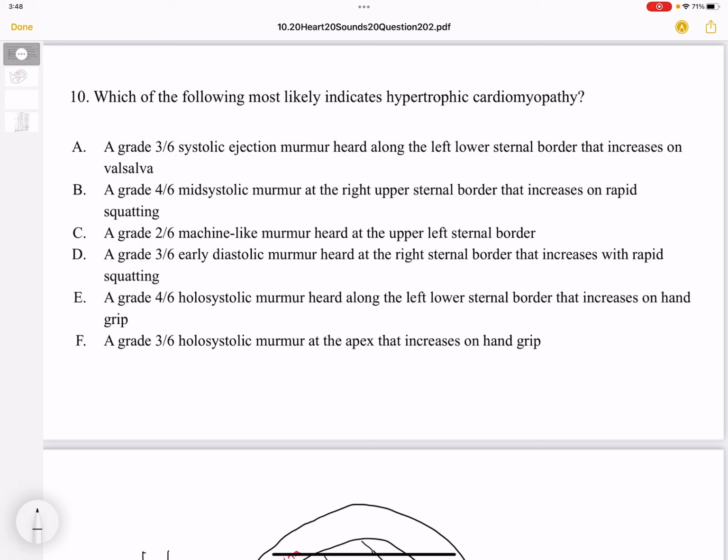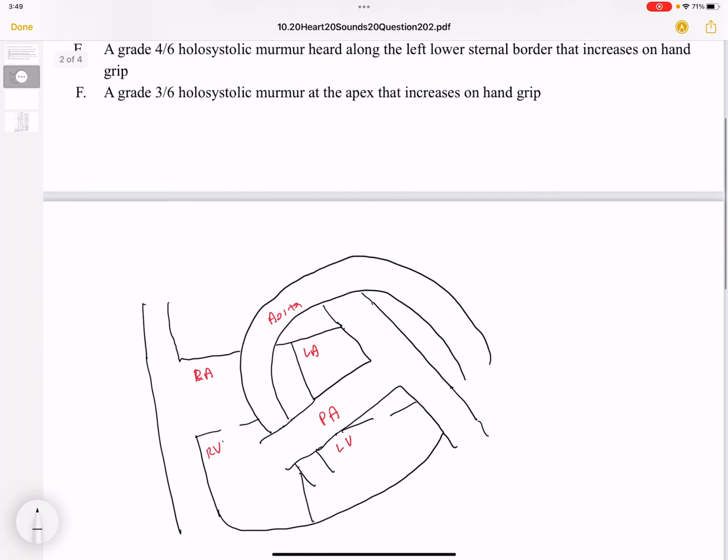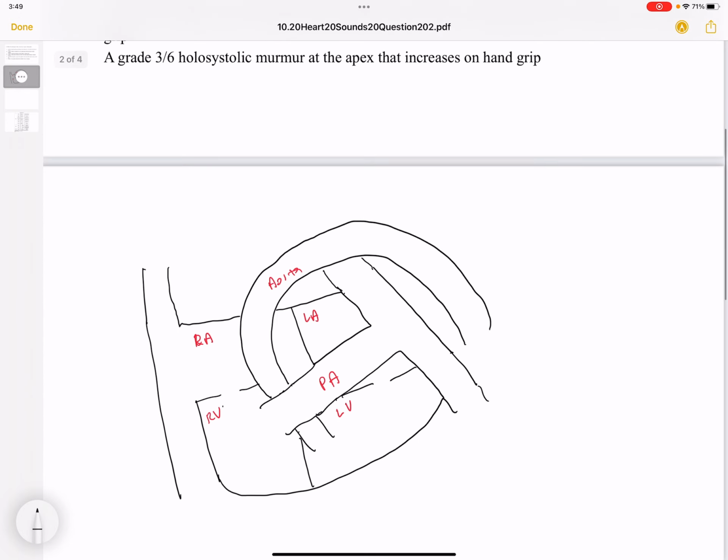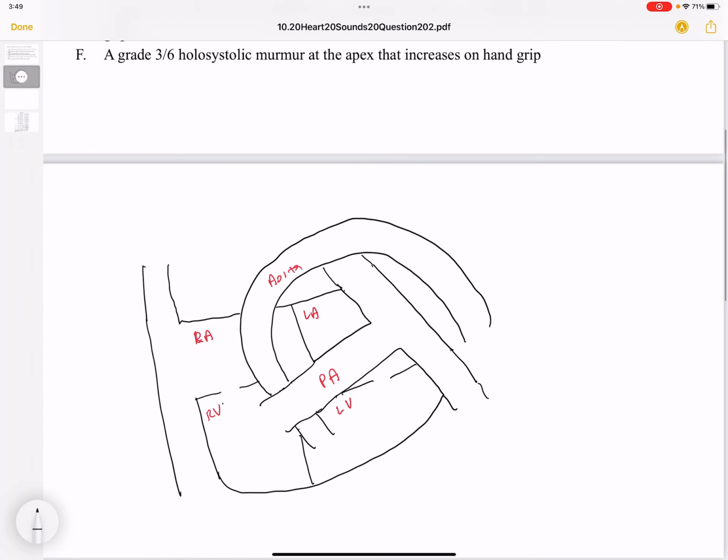Which of the following most likely indicates hypertrophic cardiomyopathy? Let's start with answer choice F, a grade 3 out of 6 holosystolic murmur at the apex that increases on hand grip. Okay, holosystolic murmur is referring to murmurs that occur throughout systole.